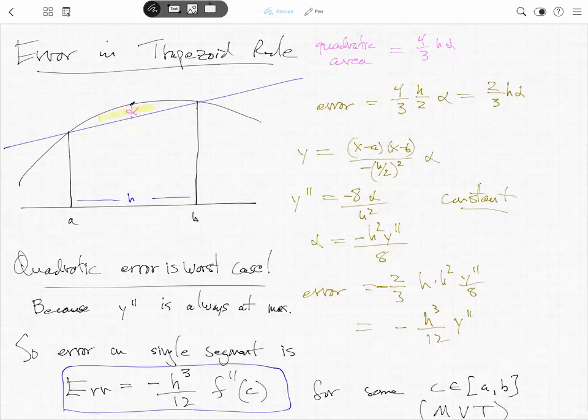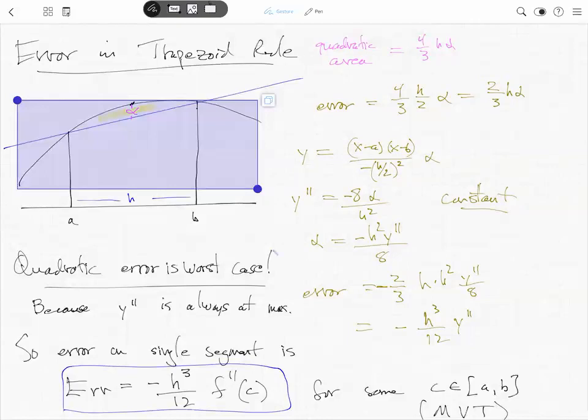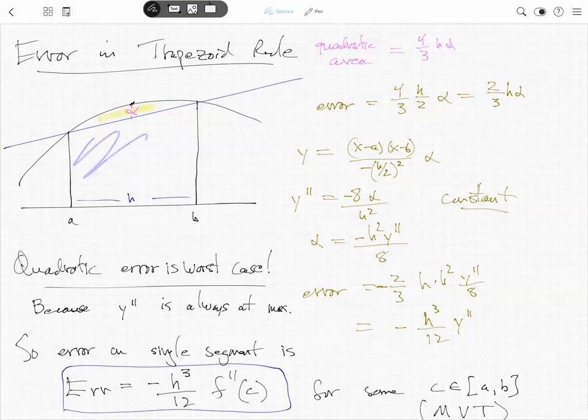Well, okay, so my diagram shows a function f, right? And then the trapezoid rule will compute this area. By the way, this is just for a single segment, right? So A and B just cover a single segment of the many pieces that we put together in using the trapezoid rule. So for a single segment, it would compute this area, and then the error would be this area.